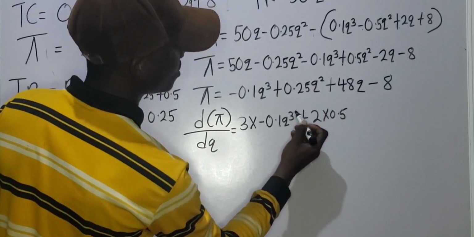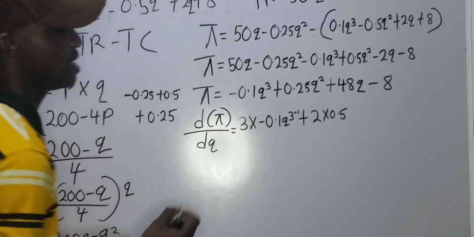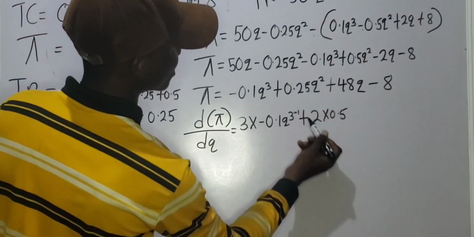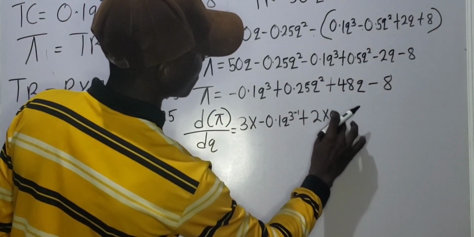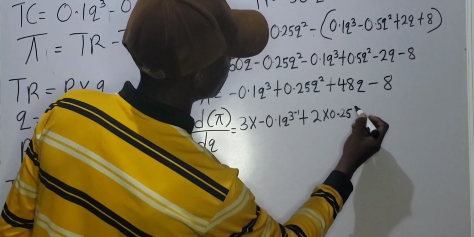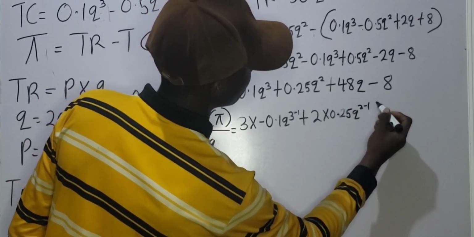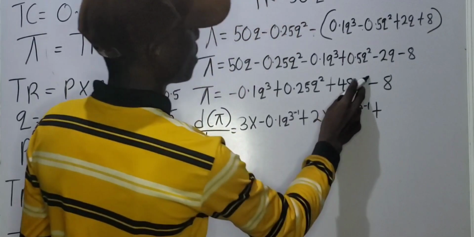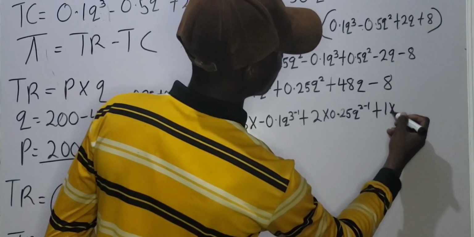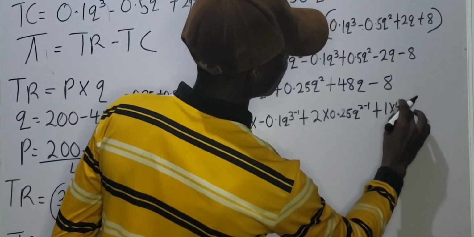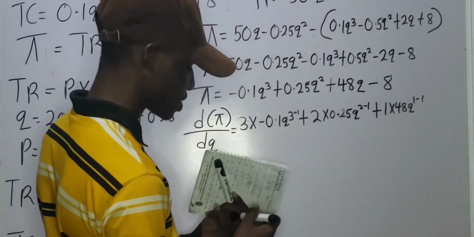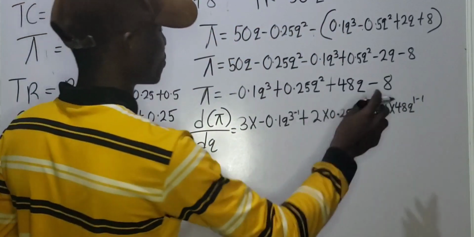Don't forget that the power will reduce by 1. The power will multiply the coefficient and the power will reduce by 1. So 2 multiplied by 0.25, not 0.5, 0.25q raised to the power of 2 minus 1, plus, because the power of q here is 1, 1 multiplied by 48q, not 4.8, 48q raised to the power of 1 minus 1. If you differentiate a constant, you are going to get 0, so I'm not going to write this.